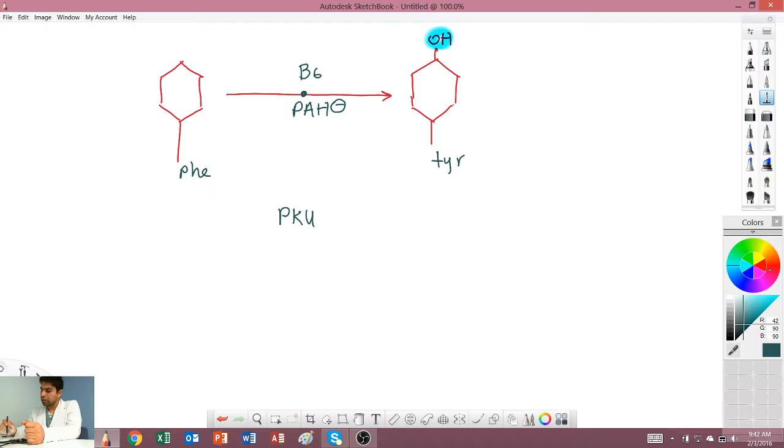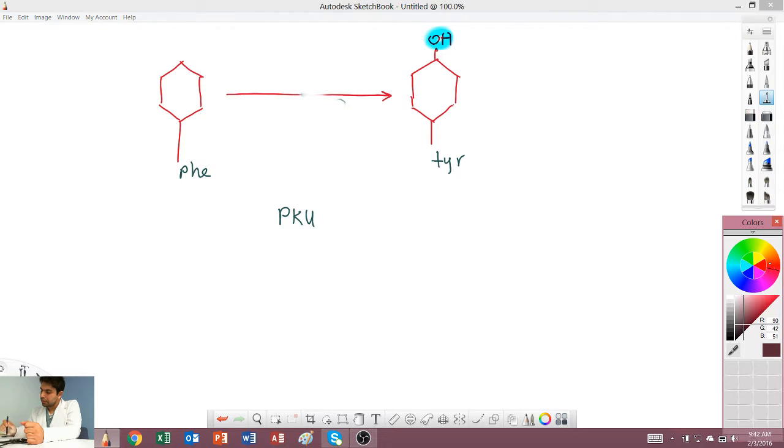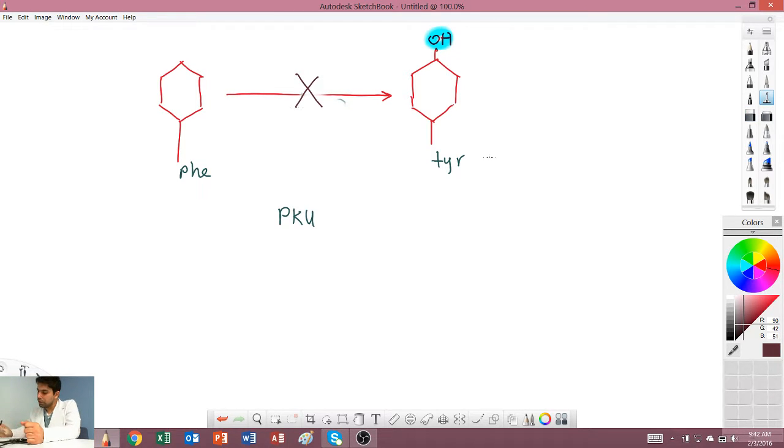Now, let me do this. If we have deficiency of this enzyme, that means you cannot make tyrosine. Tyrosine will be decreased, correct? Tyrosine becomes what? Essential. Phenylalanine will accumulate. Because of this deficiency in PKU, phenylalanine will accumulate and tyrosine will decrease. It becomes essential. But of course, remember, tyrosine was eventually converted to melanin, and it was converted to catecholamines, which are dopamine, norepinephrine, and epinephrine. Correct? Okay. So when you have phenylalanine hydroxylase deficiency, this is what happens.